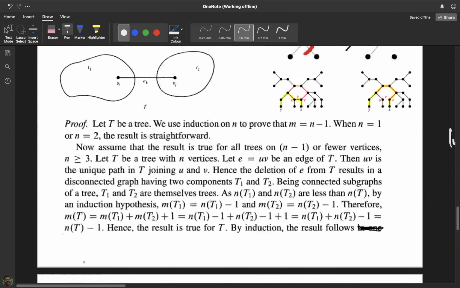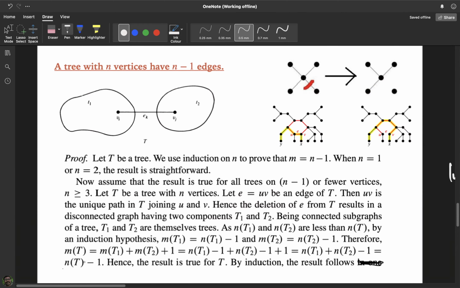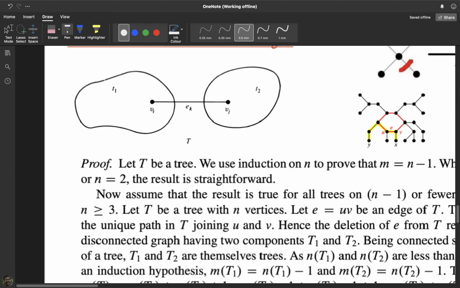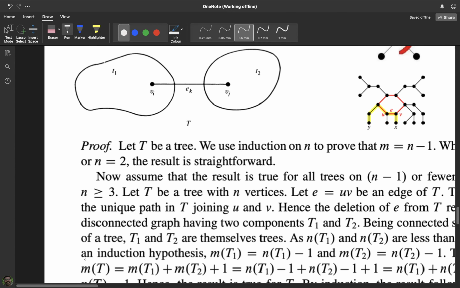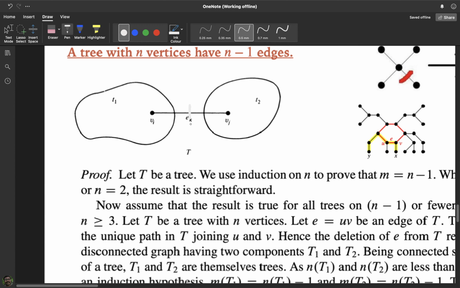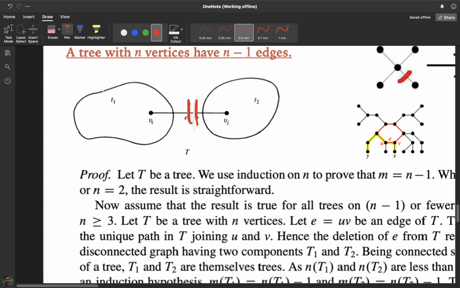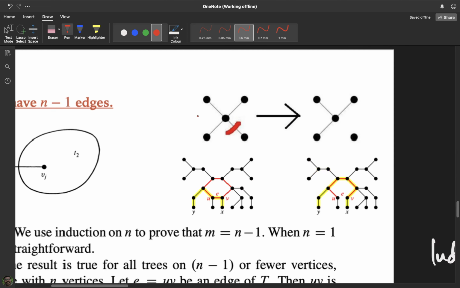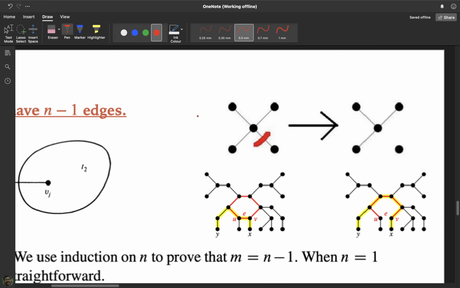Okay, so what is it? When a tree has n vertices, it should have n minus 1 edges. So this is the proof here. You can go through the proof, you can see the idea here. When I delete this edge here, we can see that the graph will become disconnected. This is true for all trees. For example, I have taken a tree here and I have deleted this edge here. If I delete this edge here, I will be getting two disconnected components.